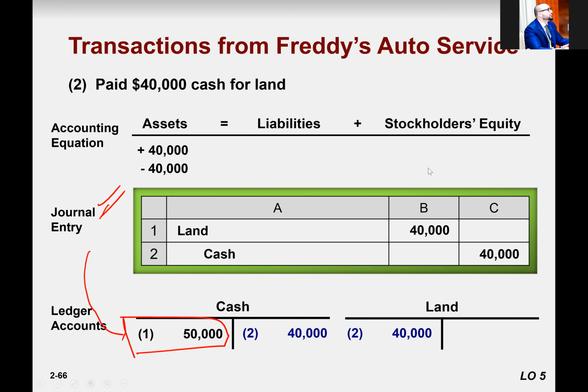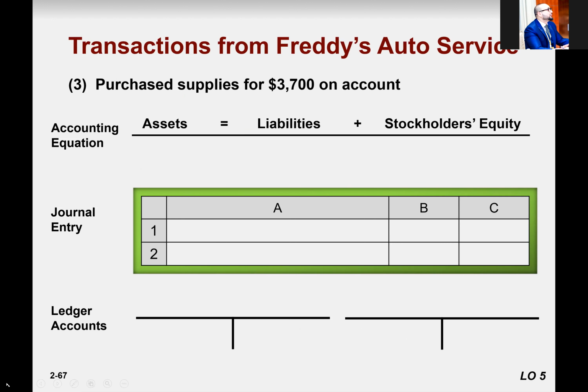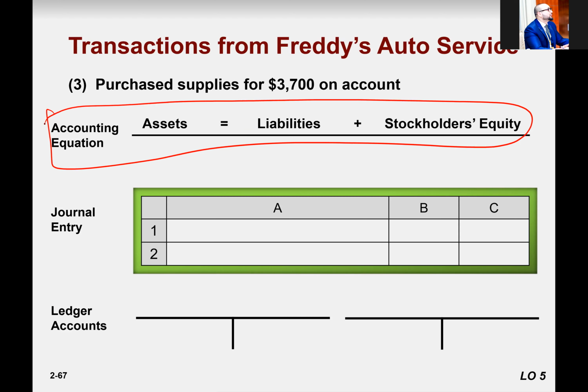Okay, let's talk about the next one. Third, purchased supplies for 3,700. So I'm not going to be focusing this question on accounting equation because this question we already did in our previous lecture. So we are just focusing on journal entry and ledger entry. So just this part is just for your information. That's it.